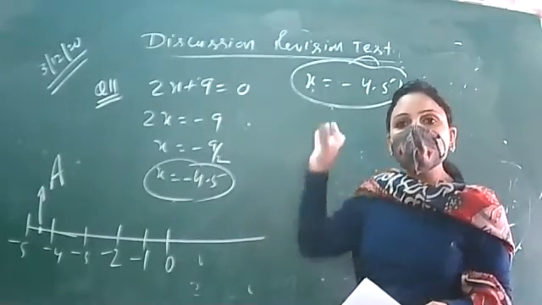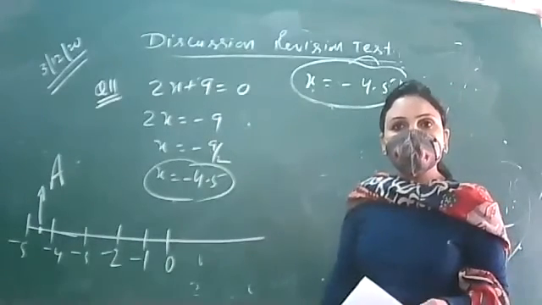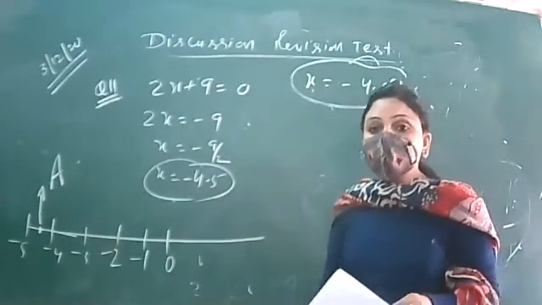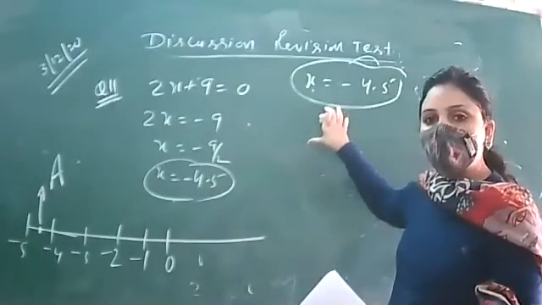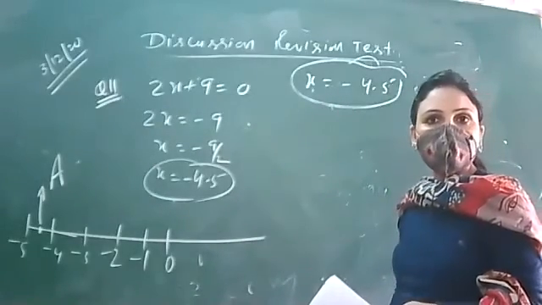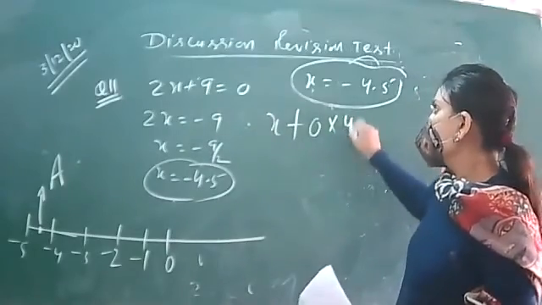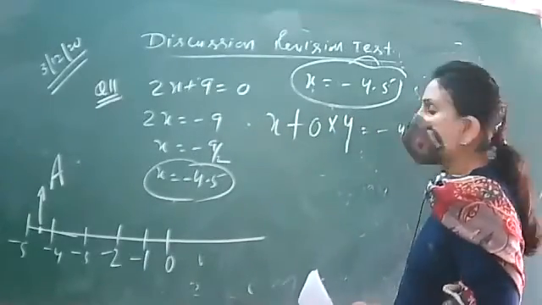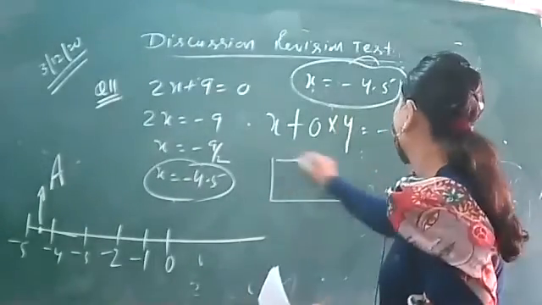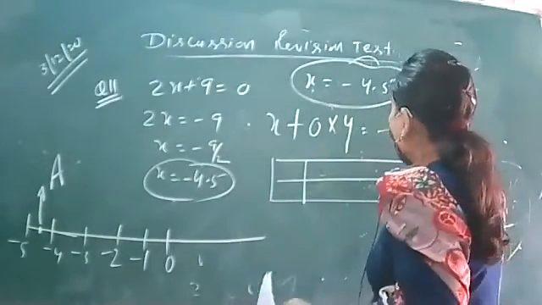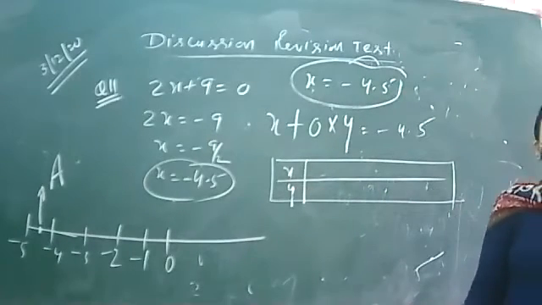To draw on a graph, we have x, but we need y also. How do we bring y? Equations need points, and for points both x and y should be involved. How should I involve y here? x plus 0 into y equals minus 4.5. Now we draw a table. And in this table, which values should be put first, x or y?